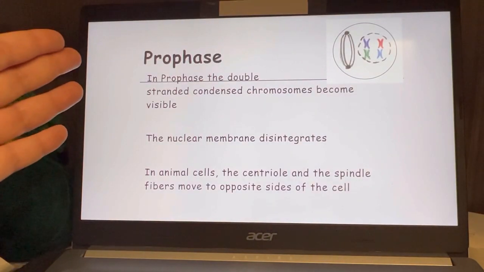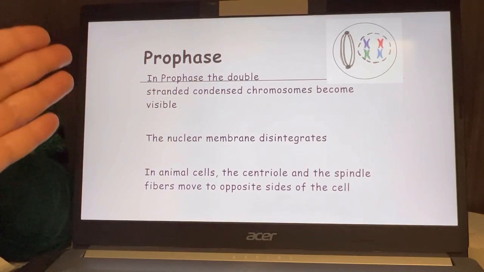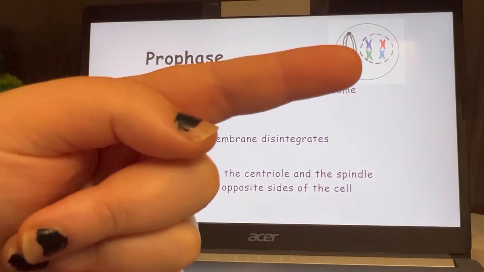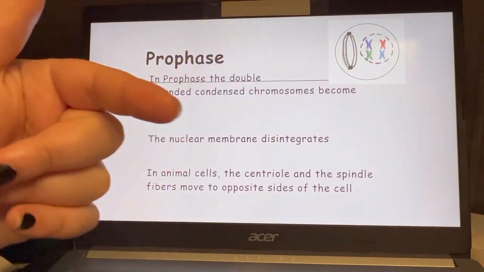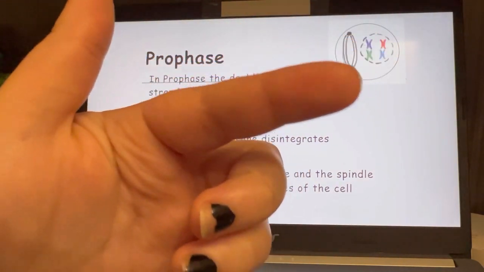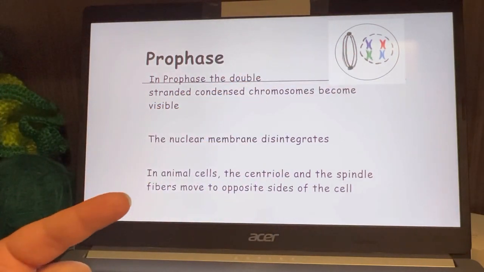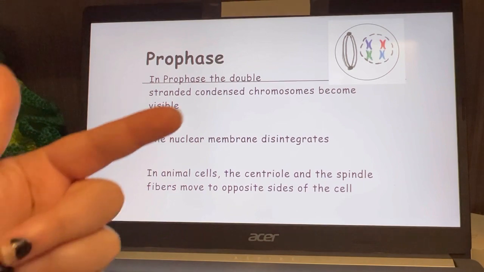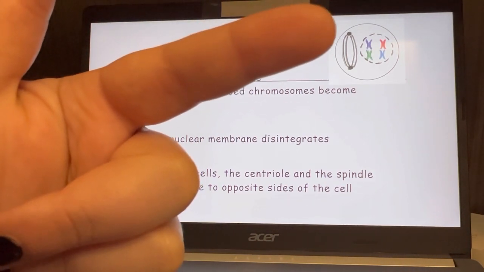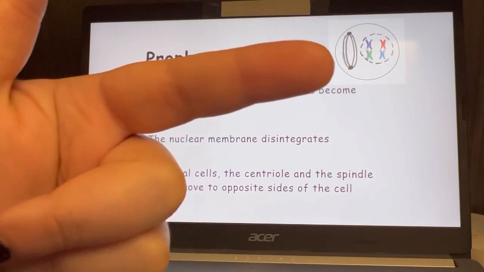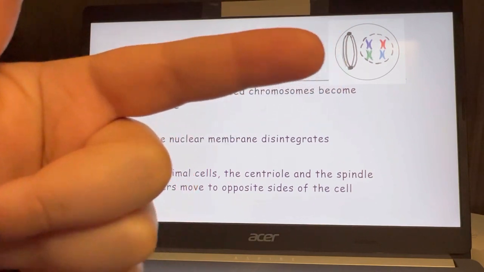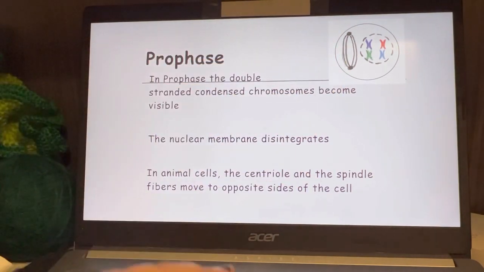So, prophase. In prophase, the double-stranded condensed chromosomes become visible. So here, we can see them now. The nuclear membrane disintegrates. That's why it's a dashed line going around the chromosomes. And in animals, the centriole and the spindle fibers move to opposite sides of the cell. So these two dots, this dot here and this dot here, are the centrioles, and the lines between them are the spindle fibers. Okay? They come into play later on.